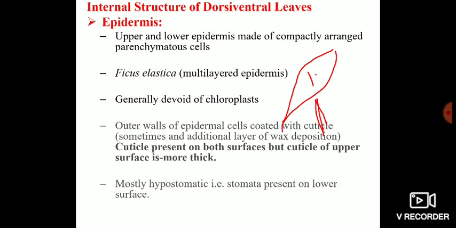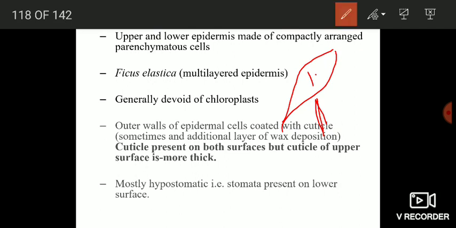The first one is epidermis. The upper and lower epidermis of dorsiventral leaves is made up of compactly arranged parenchymatous cells. These compactly arranged parenchymatous cells are usually present in the form of a single layer. That means epidermis is single layered. But in case of some species like Ficus elastica, the epidermis is multi-layered.